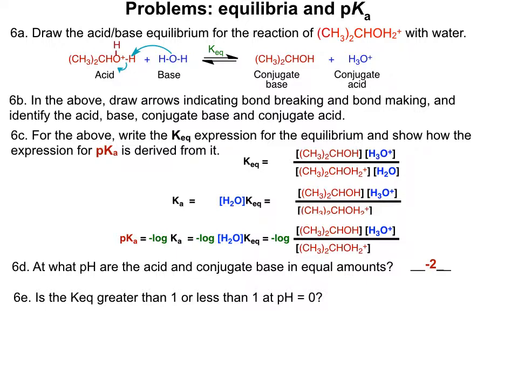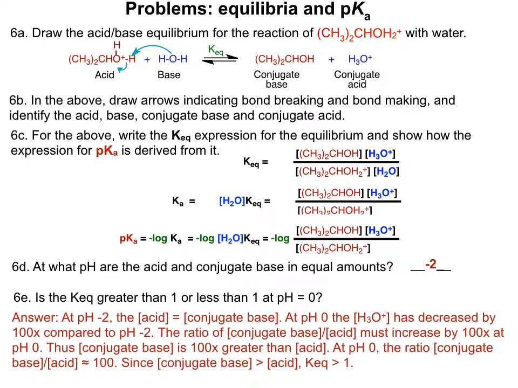But in any case, at pH equals -2, since that's the pKa, the acid and the conjugate base are in equal amounts. And as we become less acidic, we decrease the H3O plus concentration. We shift the equilibrium to the right. So that means we have a lot more conjugate base than we do acid in this expression.